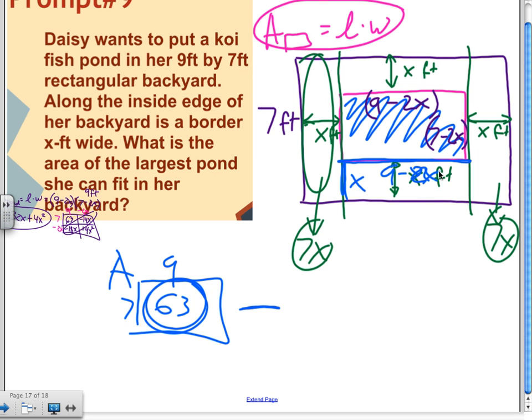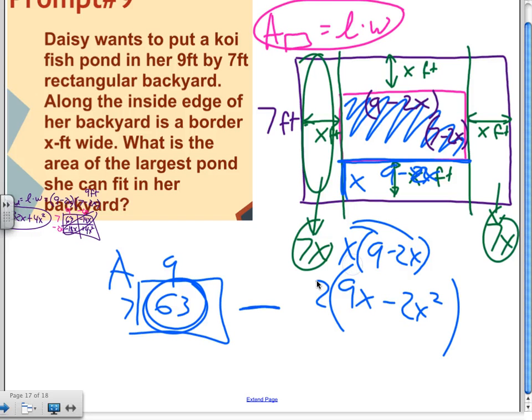So how do you find the area of that rectangle? How do you set it up? Parentheses, 9 minus 2x, times x, right? Width times length. So what do you do here? x times 9, which is 9x, and minus 2x squared, right? How many pieces do we have? 2. So don't we take this and times it by 2? Yes, because we have this one and that piece on top, right? So if we times it by 2, don't we get 18x minus 4x squared?